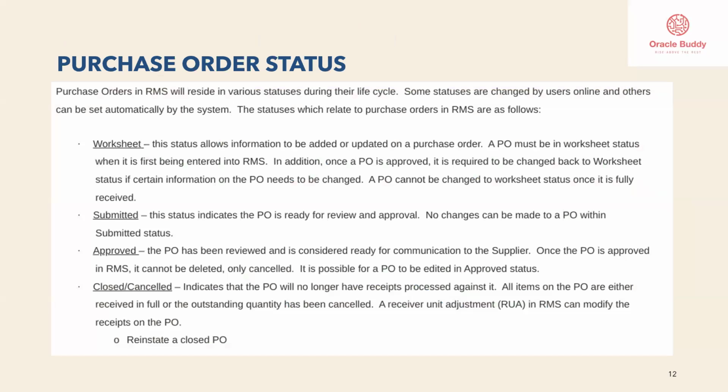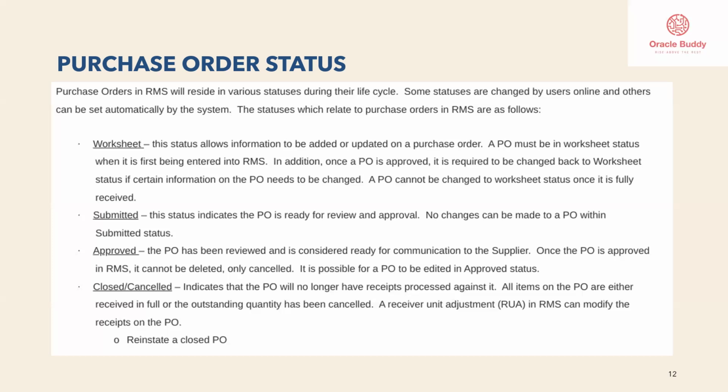Purchase order status. A purchase order in RMS will reside in various statuses during the life cycle. Some statuses are changed by users online and others can be set automatically by the system. The statuses which relate to purchase order in RMS are as follows. Worksheet. This status allows information to be added or updated in the purchase order. A PO must be in worksheet status when it is being entered into RMS. In addition, once a PO is approved, it is required to change back to worksheet status if certain information in the PO needs to be changed. A PO cannot be changed to worksheet status once it is fully received.